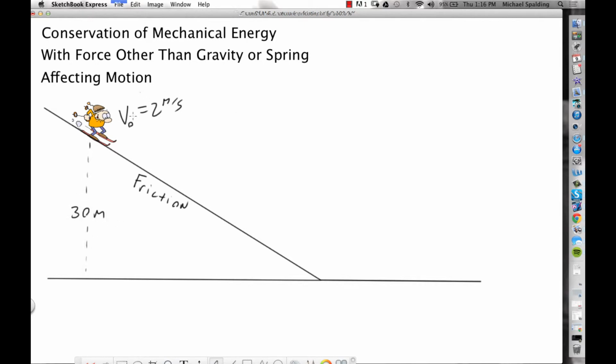Okay, so he starts with a velocity of 2. The height of the hill is 30. When he reaches the bottom of the hill, he has a velocity of 5 meters per second. Okay. The question is, find the work done by friction.